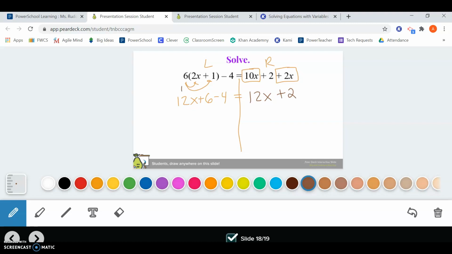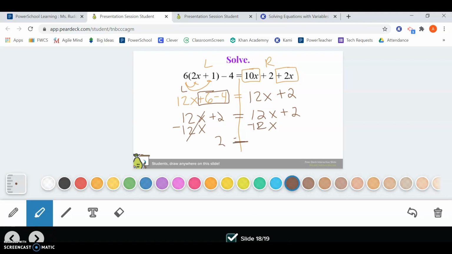Alright, and then over on the left, I can still combine. So I'm going to go ahead and combine these now. So I have 12x. 6 minus 4 is 2. Huh. Alright, it looks like I have the same thing on both sides. So I'm still going to get my variable on one side. I'm going to get rid of this positive 12x and subtract 12x on both sides. Well, 12x minus 12x, that's 0. So I'm left with 2 over here. Equals 12x minus 12x, that's 0 again.